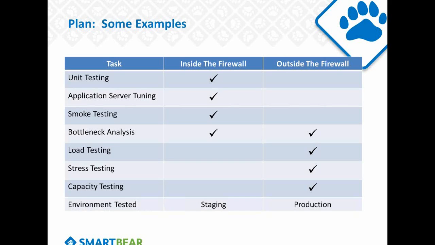And a quick chart with some examples. If you're doing unit testing, application server tuning, smoke testing, bottleneck analysis, these are all good candidates for inside the firewall. Bottleneck analysis crosses the line. You can do some bottleneck analysis from outside the firewall as well. You can do your heavy load testing, stress testing, capacity testing, all from outside the firewall. And inside the firewall, you want to be hitting your staging environment. When you come in from outside the firewall, you'll be hitting your production environment and all that that entails.